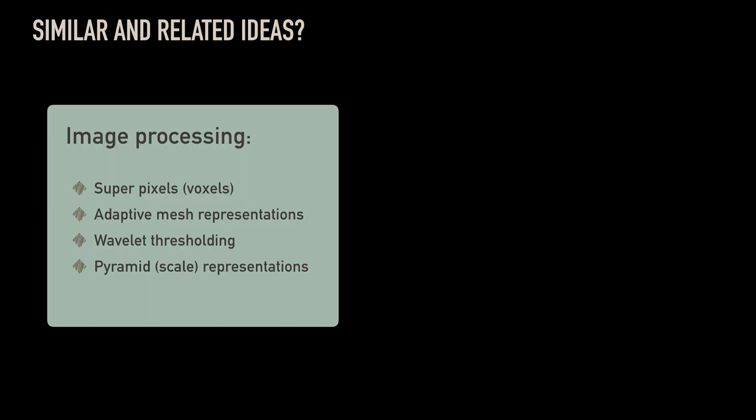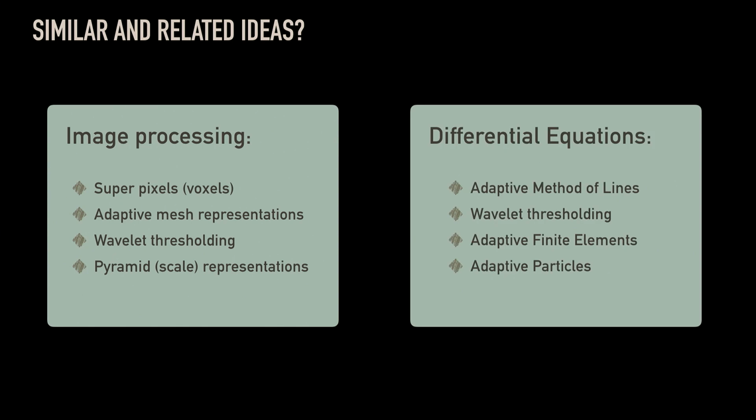This idea of adaptive sampling is not new. In image processing there are a lot of techniques that go in a similar direction, like superpixels, adaptive mesh representations, wavelet thresholding, or pyramid schemes. The area that was more influential for the motivation of my ideas here was actually differential equations, where adaptive numerical schemes have found a lot of use. But the overarching idea behind the APR was to be as simple as possible, such that the algorithms could be easy to implement and as close as possible to the original pixel algorithms that exist.